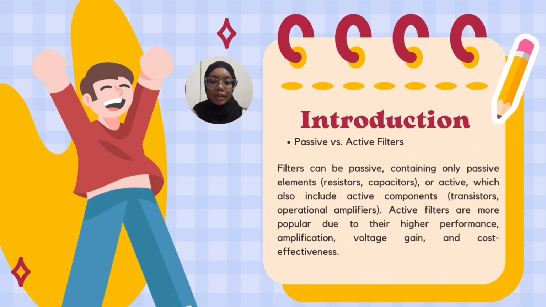Next is passive and active filters. Filters can be passive or active. Passive filters contain only passive elements like resistors and capacitors. Meanwhile, active filters include active components such as transistors and operational amplifiers. Active filters offer higher performance, amplification, voltage gain, and cost effectiveness.